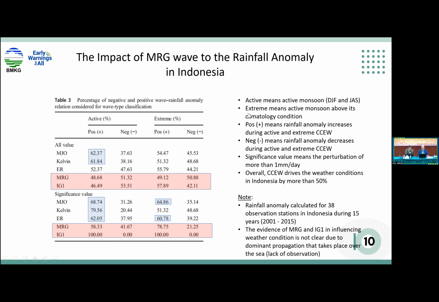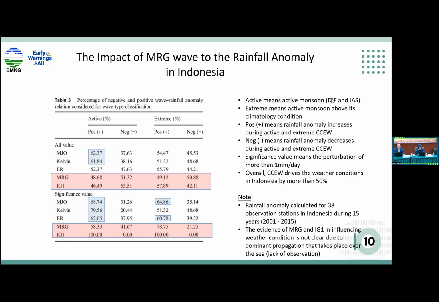Okay. So I think I have to read it one by one. So active means active monsoon. If you have, okay, I can answer it in detail. You can contact me personally if you want to know more about this, because it's quite a long time ago, so maybe I can read it to you.